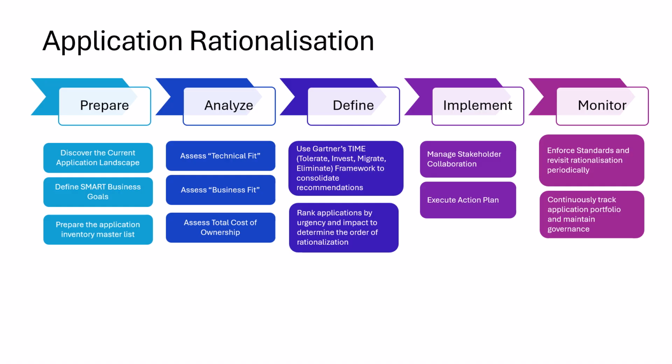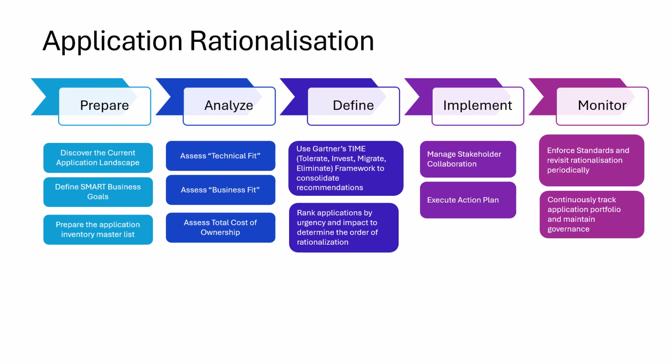Now, once we've got that, the consolidated recommendations on all the applications, then we move on to ranking these applications by urgency and impact. We might have some quick wins, some applications which might straight off go to the elimination stage or tolerate stage, but there could be other applications where we need to assess the urgency and impact while they are sitting in the invest or migrate stage. So we've got an action plan now.